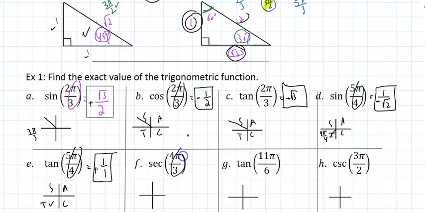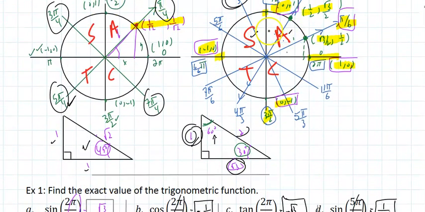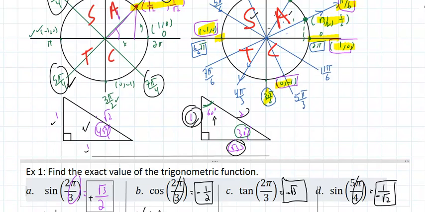Pi over 3 is 60 degrees. That's the hypotenuse over the adjacent. And where's 4 pi over 3? This is 3 pi over 3. 4 pi over 3 is right there. Only tan is positive. Again, if you have this in front of you, you could look at the red, and that pretty much tells you what you need every time. And that saves you a lot of work if you have that next to you.